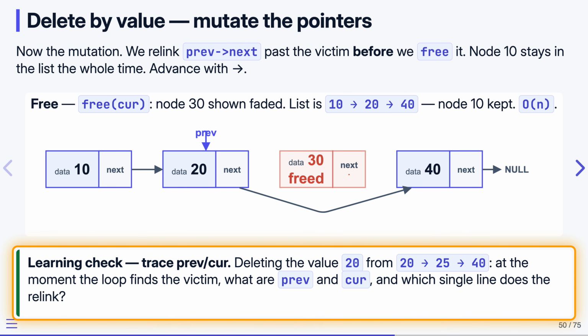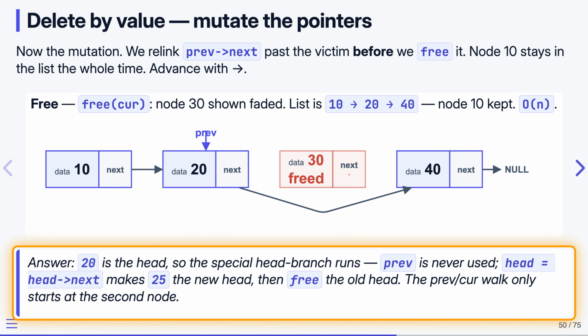A learning check. Suppose we delete the value 20 from 20, 25, 40. At the moment we find the victim, what are prev and cur and which line does the relink? Pause and think. Here is the answer.